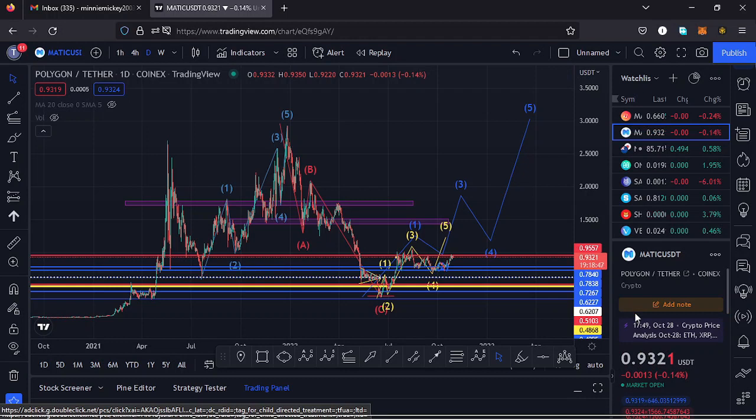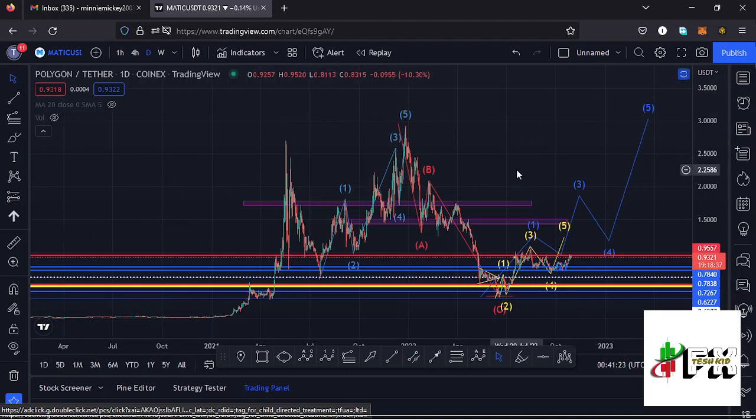I'll be giving you a price prediction update on Polygon Matic, whose current price stands at the $0.9321 mark, and here on TradingView the market is down by 0.14%. In this video I want to give you the key scenarios that I expect to play out, basing my analysis on the Elliott wave structures, the Fibonaccis, the key areas of support and resistance, and also drawing out any key chart patterns that you have information on this chart.